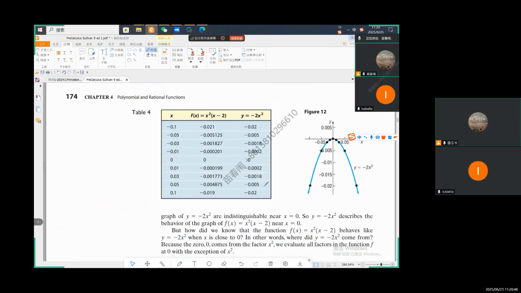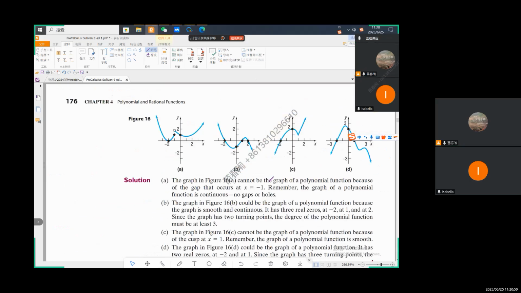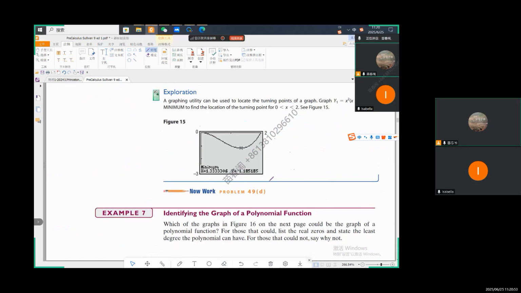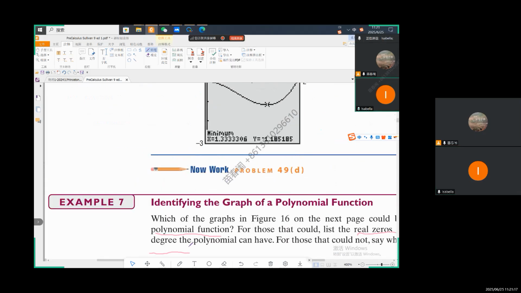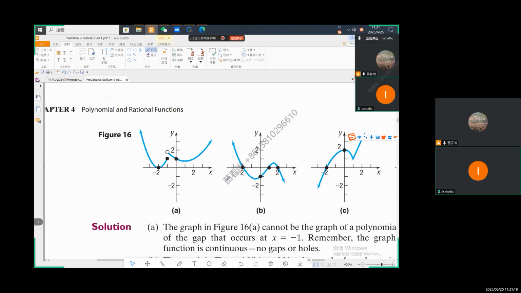Now we can read example 7 and then go to the next page. Graph the polynomial function, list the real zeros, and state the least degree. Okay. Oh, figure A could not. Figure B, the least degree would be 5.